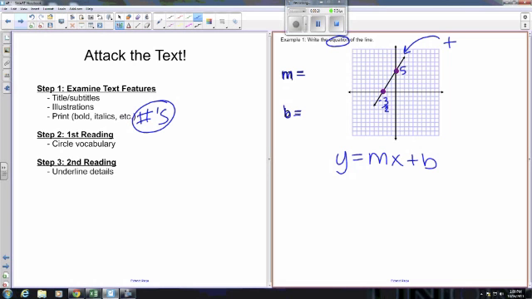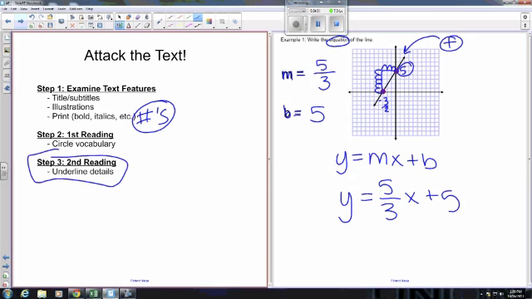So to find the slope, we think rise over run. So we go up 1, 2, 3, 4, 5, over 1, 2, 3. So we get 5 over 3. It's a positive slope, which we've already determined from our first step. And then we can also find our y-intercept, the place where it crosses the y-axis, which is at +5. And now we can write our equation of the line. Examining and just reading it one time through and circling our vocabulary, we already could do most of the problem through that.